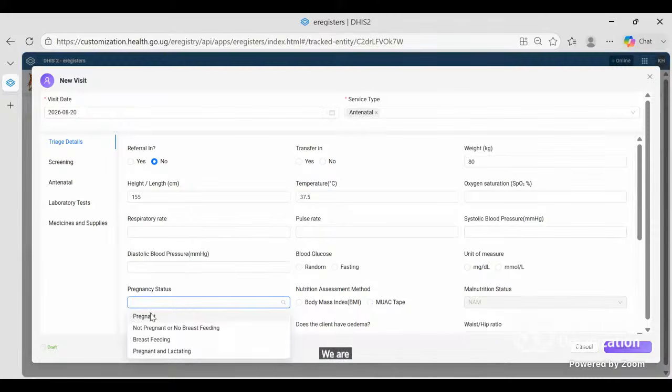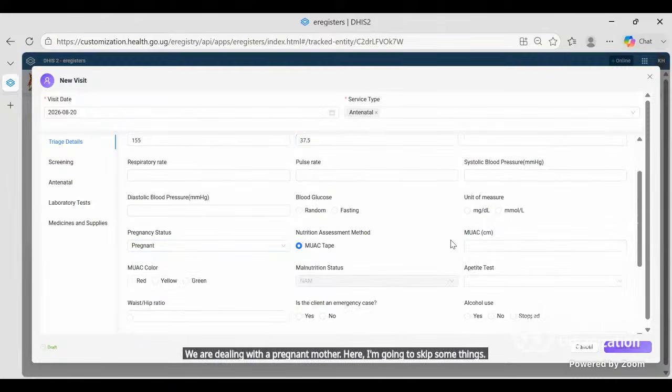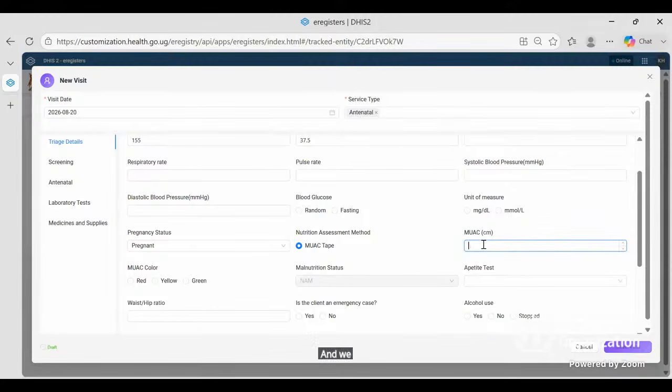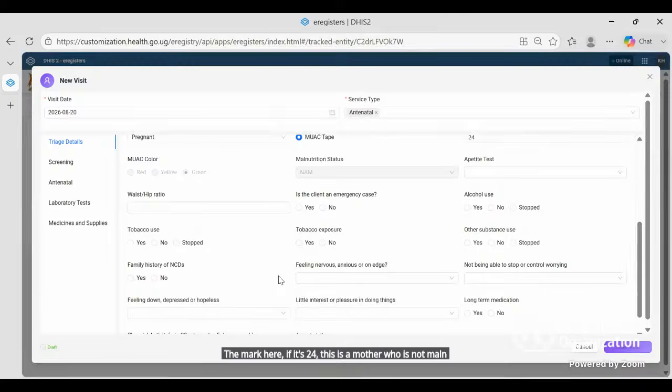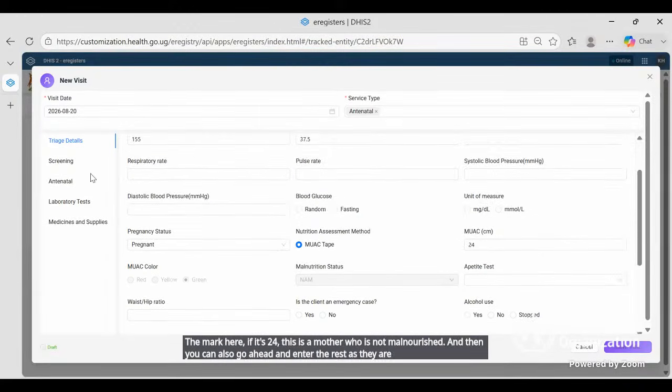We are dealing with a pregnant mother. Here I'm going to skip some things. Of course, we know that for pregnant mothers, we use MUAC, and we have the mark here. If it's 24, this is a mother who is not malnourished. And then you can also go ahead and enter the rest as they are available to you.